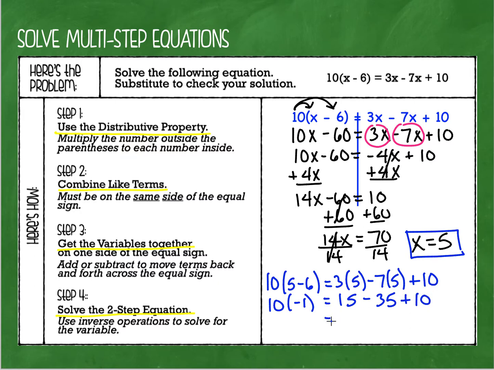Okay, let's multiply. 10 times negative 1 is negative 10. Now hopefully when I add these 3 numbers on the right side, I'm going to get negative 10. Let's see. 15 minus 35 is negative 20. Negative 20 plus positive 10 is negative 10. So that worked out perfectly. I'm very happy because both sides equal negative 10. So we have the correct answer and we are ready to move on to our next example.